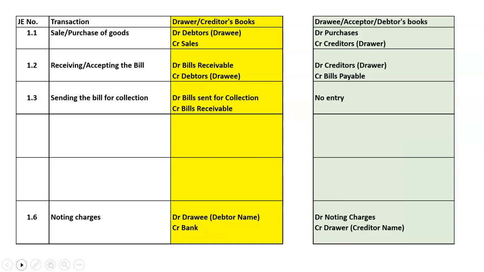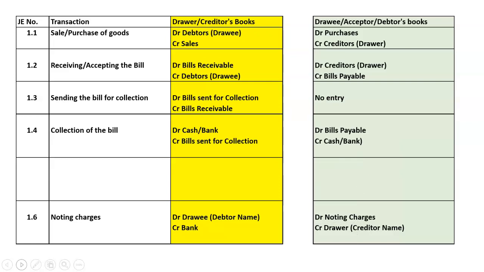On the maturity date, the bill gets collected, so the asset, namely bills sent for collection, is reversed by crediting it, and the cash or bank asset being increased is debited. In the drawee's books, settlement of the bill means bringing his bills payable liability to zero by debiting it and decreasing his cash or bank asset by crediting it.